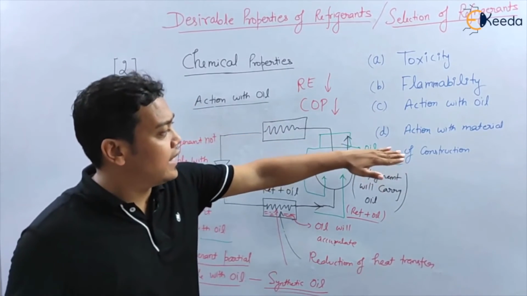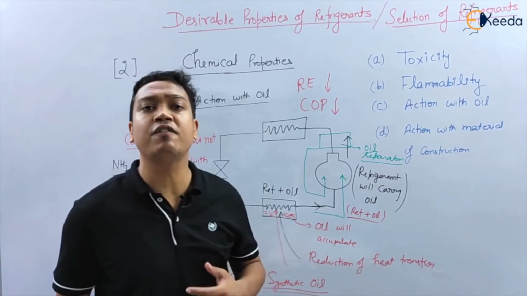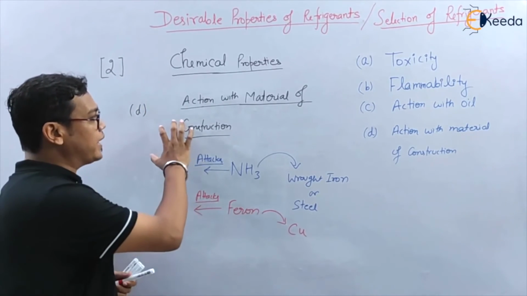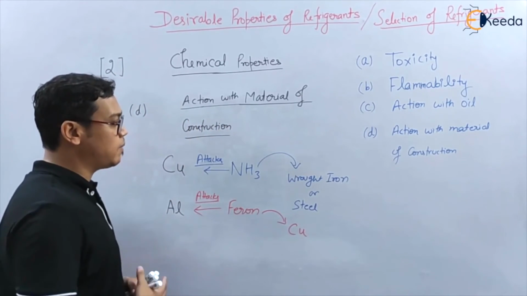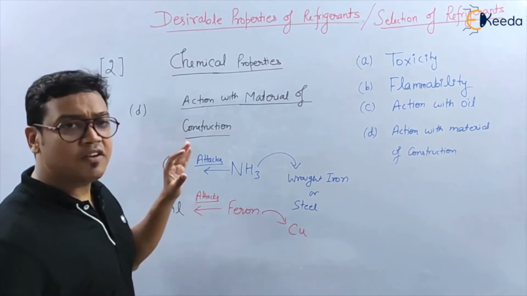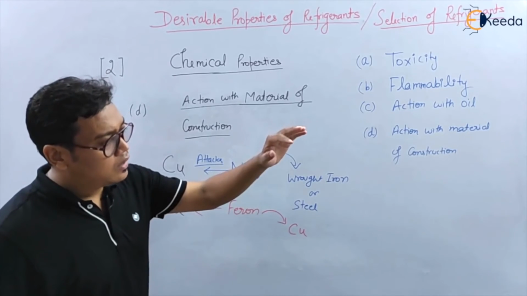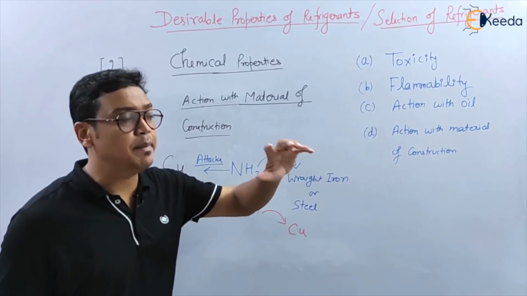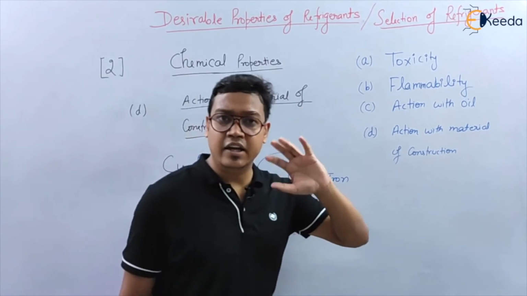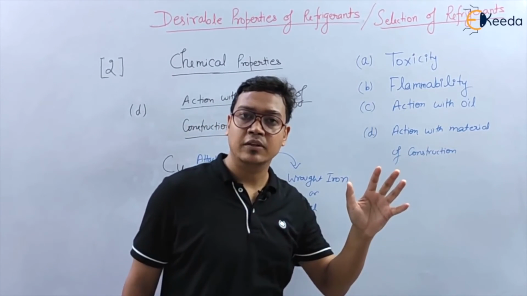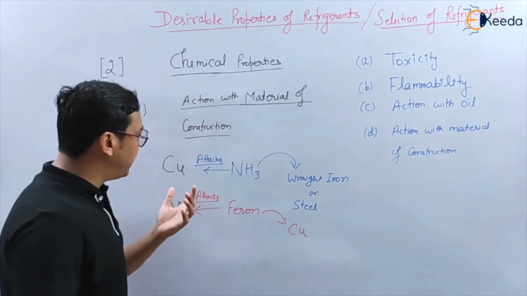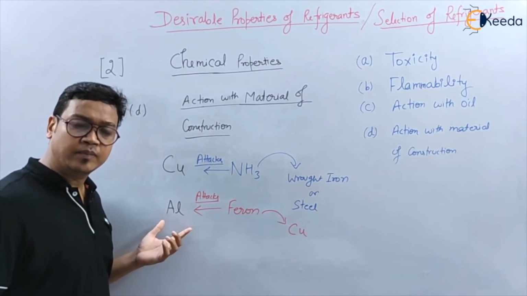Now let's see the next property, action with material of construction. In this case, material of construction means the outdoor unit, that means condenser and evaporator. Condenser and evaporator coils are there. In those coils, the coils are made up of copper or aluminum.